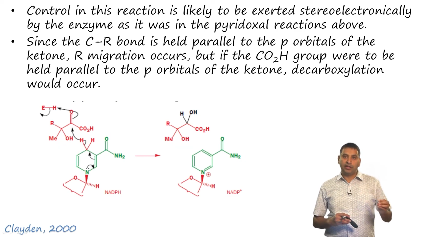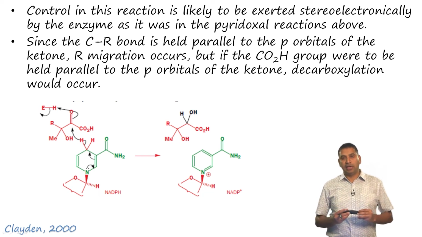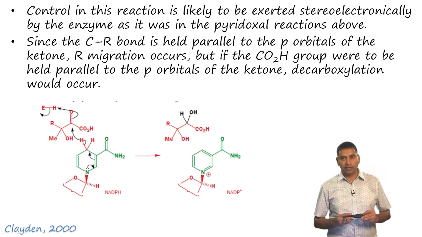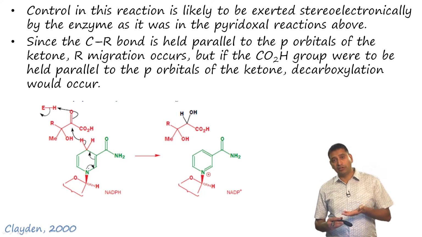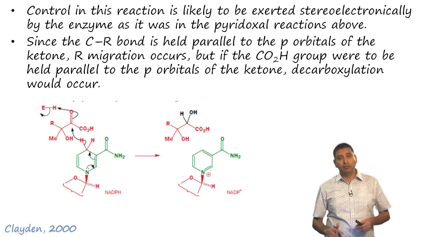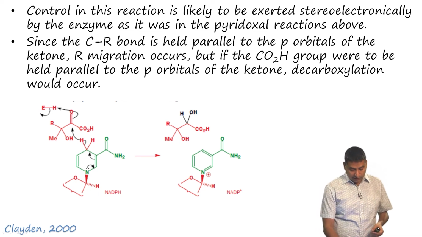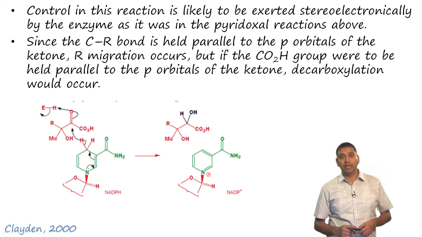So, control in this reaction is likely exerted stereoelectronically by the enzyme, as it was done in the pyridoxal reactions which we discussed previously. Since the carbon R bond is held parallel to the p orbitals of the ketone, R migration occurs. But if the carboxylic acid were to be held parallel to the p orbital, then decarboxylation would occur. So, which is what we saw in the previous case in the case of the NAD reaction.